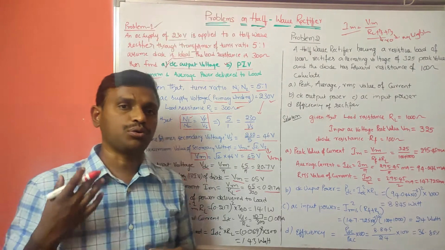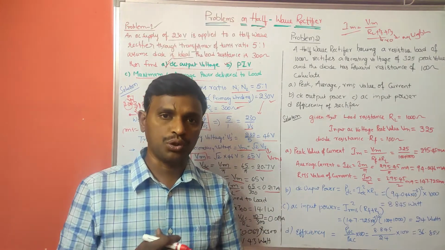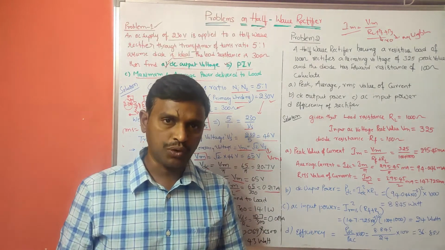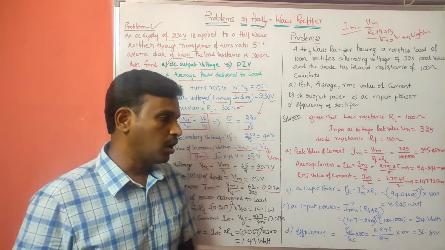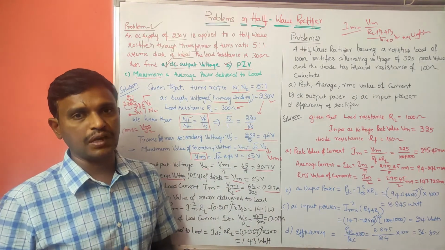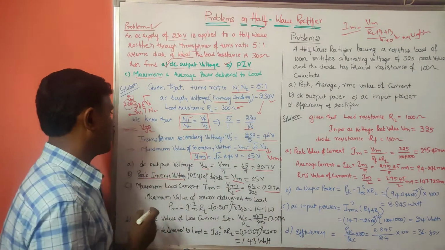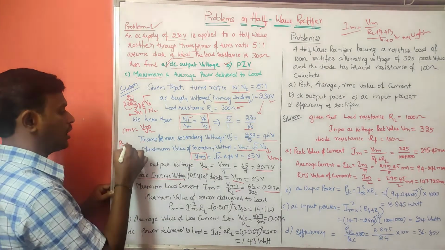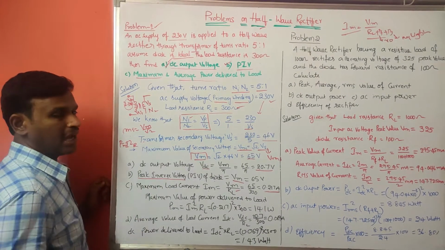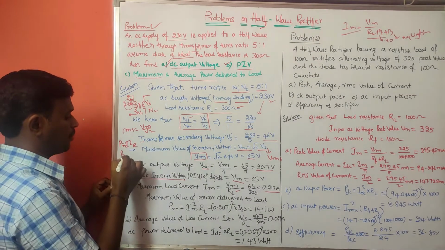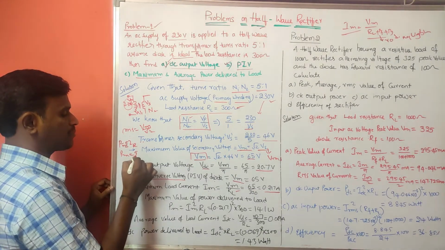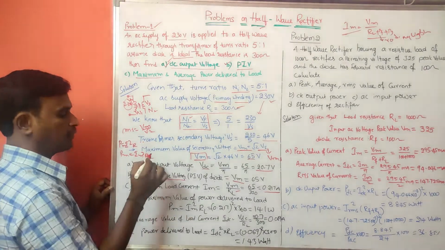So now what do I have to calculate? The maximum power delivered to the load. Maximum power means what? Generally, power P is equal to I square R. So what we have to calculate, the maximum power, is nothing but Im square RL.